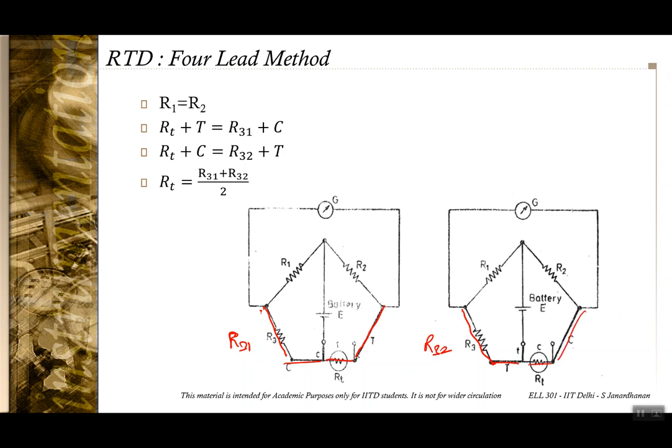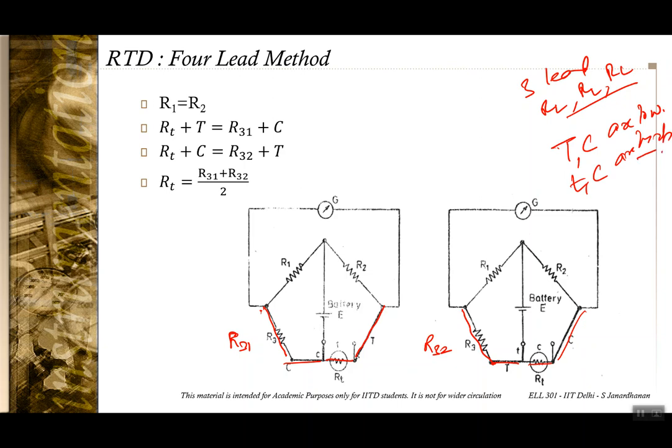Notice here, in the case of a 3-lead, we had assumed that all the leads are of the same resistance. Here we don't make that assumption. We only say that capital T and capital C are low resistance and small t and small c are high resistance. We are not making any assumptions on the specific values of the lead resistances. Since we are not making that assumption, we can expect higher accuracy in that case. Which would mean that when you average both these values, R31 plus R32, you basically get the value of the resistance of the RTD.